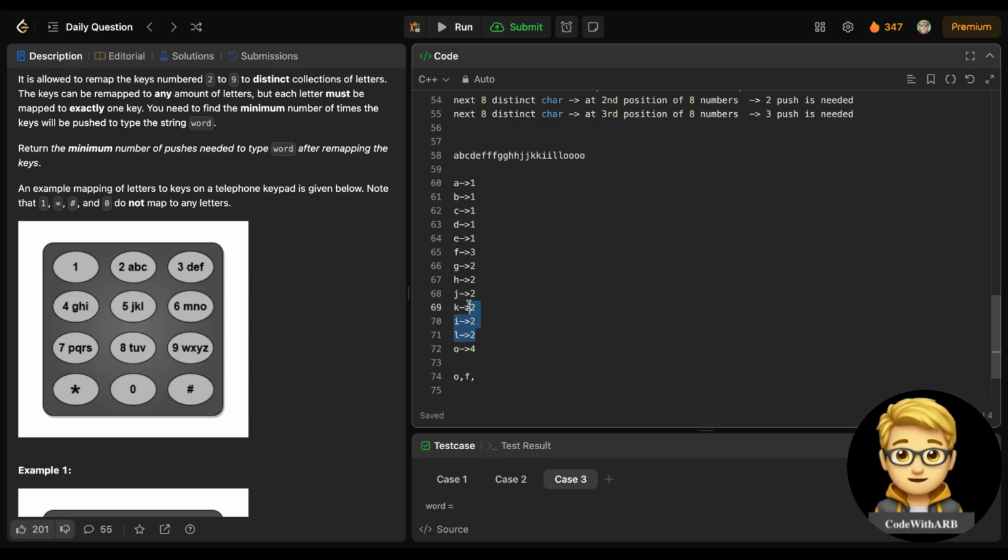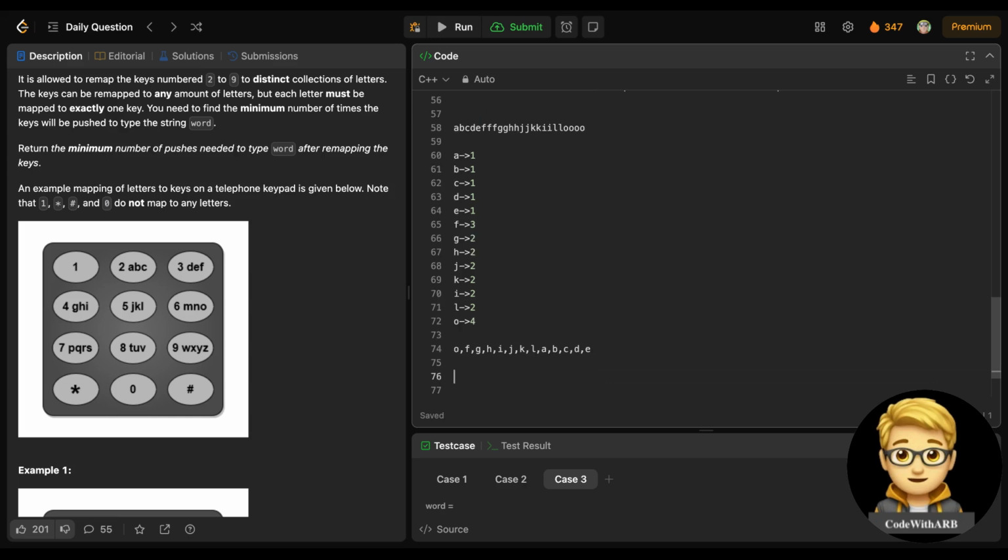Then G, H, I, J, K, L, and then A, B, C, D, and E, right? So one thing to note is that it has more than 8 characters, right? So how will we find it?